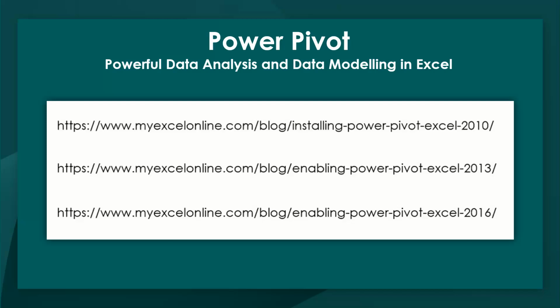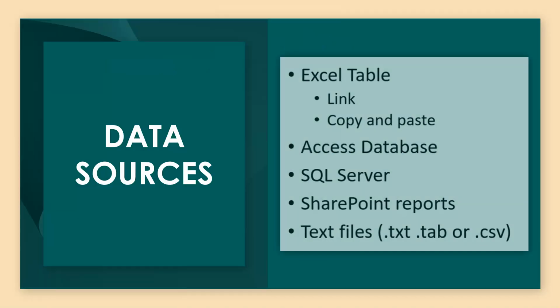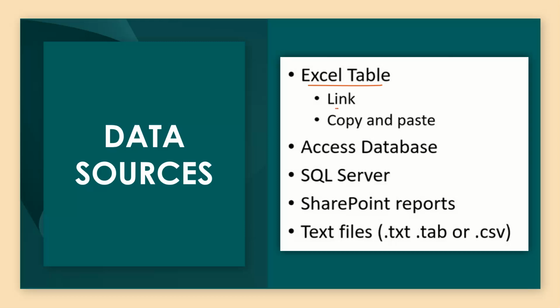So Power Pivot has the capability to get data from different sources. You have the Excel table, you can link that table or copy paste it into the model. You can also get the data from Access database, Access files, SQL Server, SharePoint reports, text files, and many others. So there are different connectors available within Excel Power Pivot.